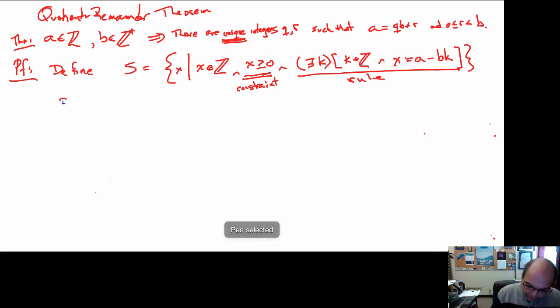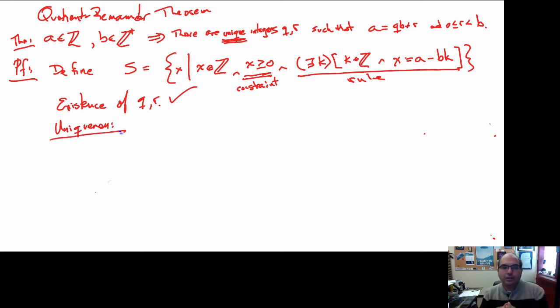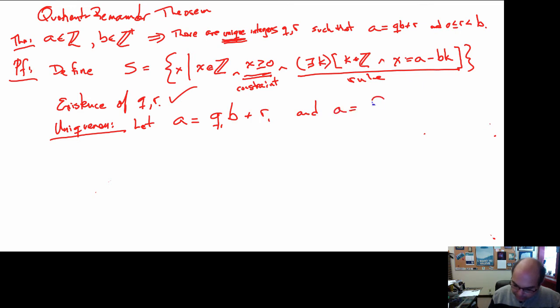So we took care of existence. Now we want uniqueness. How do we show that something is unique? Well, remember the way that we always formalize unique. What we say is, suppose there's 2 of them, and I'm going to show you that they're equal. So suppose that there's 2 of them. That would mean that a is equal to q1 times b plus r1, and a is also equal to q2 times b plus r2. So I've got 2 q and r pairs that work.